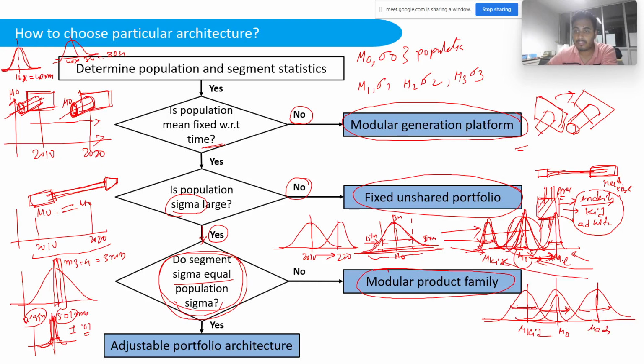Since they have a lot of different variations, you go for something like an adjustable portfolio architecture. In adjustable, either you fix prior to your design, you take customer measurements and then design particularly for kids, or you design something generic but adjustable for anyone in the family. So that's how you go for adjustable portfolio architecture. Clear?